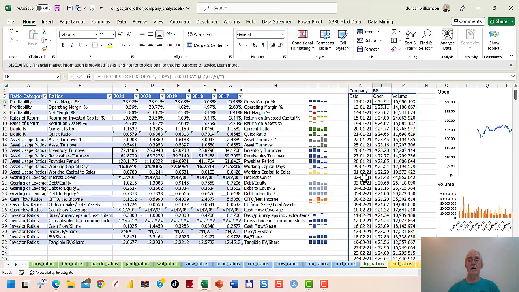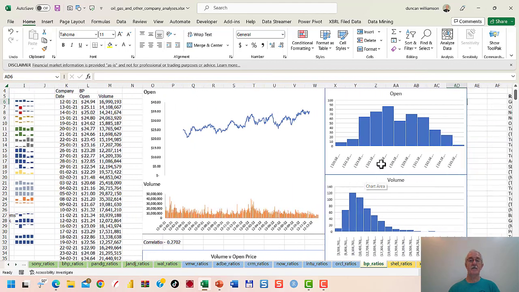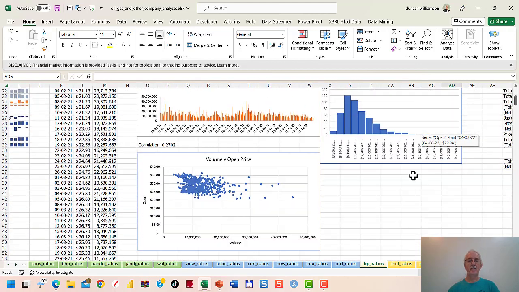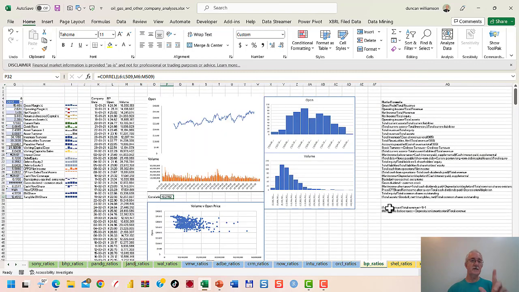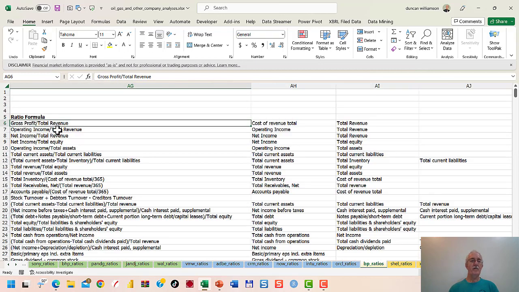The volume, and here specific graphs, histogram, correlation between share price and the volume of shares traded. And over here, this is the unique programming system now. This is how it's unique. What I've done for every ratio here, I break it down into its constituent parts this way.